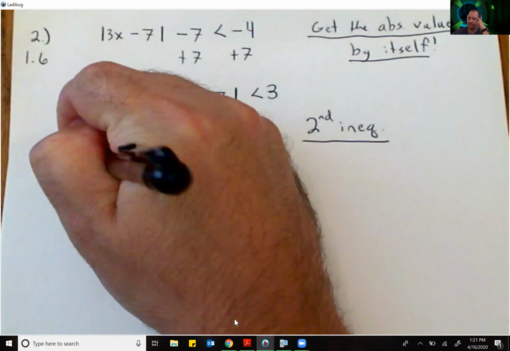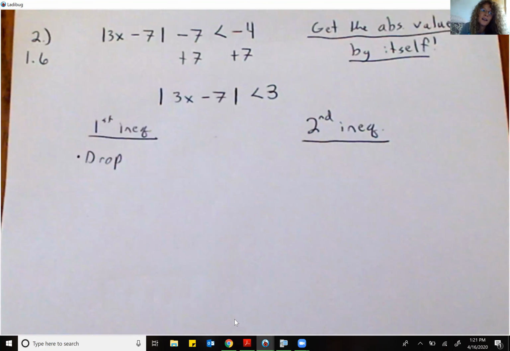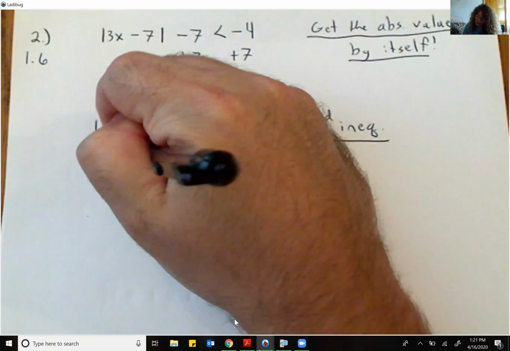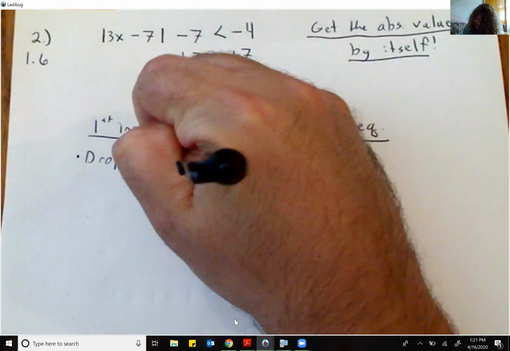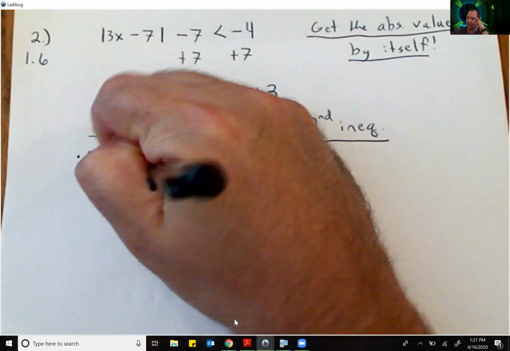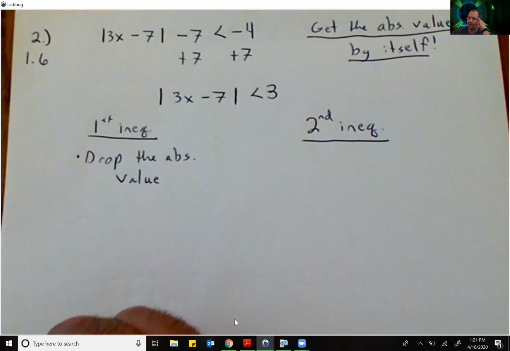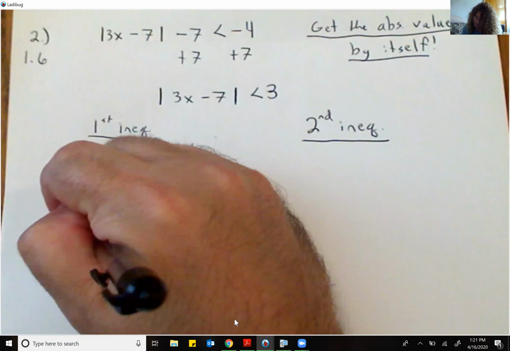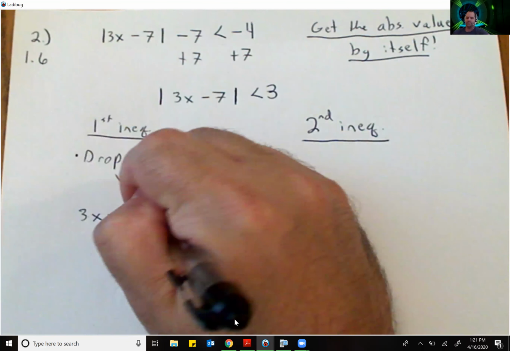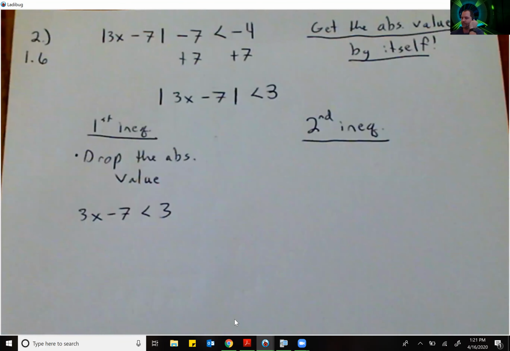Drop the absolute value. I knew that. I thought there was a trick to it. Nope. All you're going to do is drop the absolute value. Okay. 3x minus 7 less than 3. That's our first inequality.